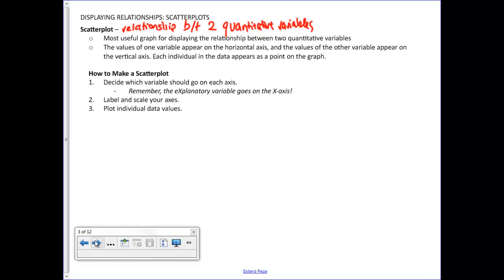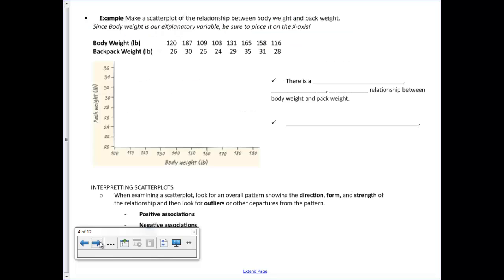So how to make a scatter plot? Decide which variable should go on each axis. Explanatory variable goes on the x-axis. That's a quick way to remember it. Explanatory goes on x, and then your response will go on the y. We label and scale the axes and then plot your points. So here's an example from the textbook.